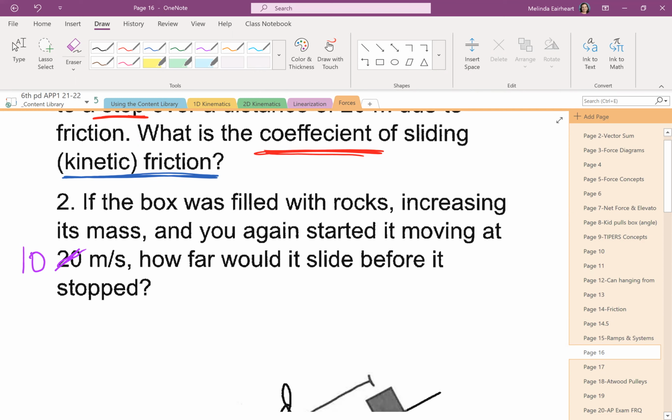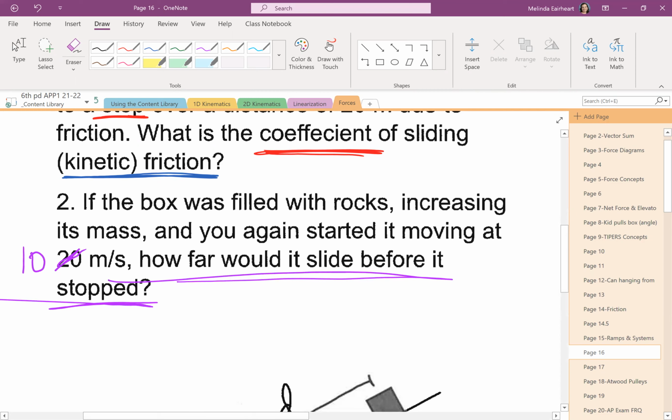And so now, same initial velocity. So we might have to push it a little harder in the beginning to get it moving. But this is all about the slowdown. When you fill it with rocks, how far does it travel as it slows down? Any thoughts?